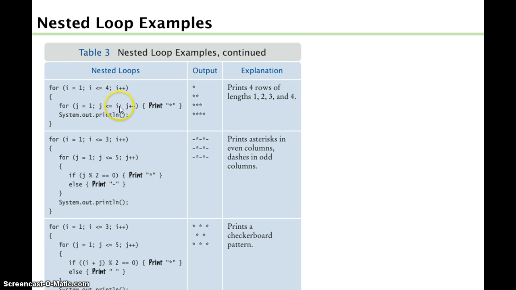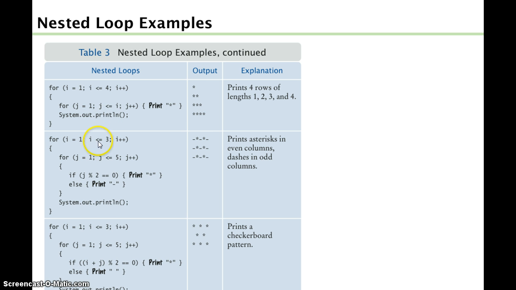Then I is 2. So we're going to go from J is 1 to J less than or equal to 2. So it's going to loop twice. So it'll print 2 asterisks, and then it's 3. This will be J from 1 to J less than or equal to 3. So it'll print 3 asterisks, and then 4. And then we'll go from 1 to 4, and we'll print 4 asterisks. Okay, and that's the output.